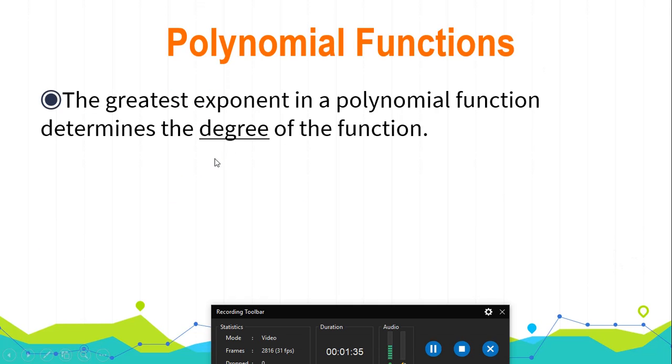Now, we always want to put our function in standard form. So we have the greatest power first, and then we're working our way down to the constant where, visually, it looks like there's no power. It's really x to the 0 power. And the greatest exponent will determine the degree of the function.